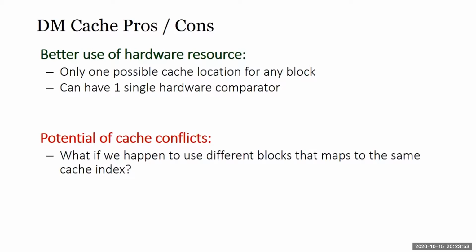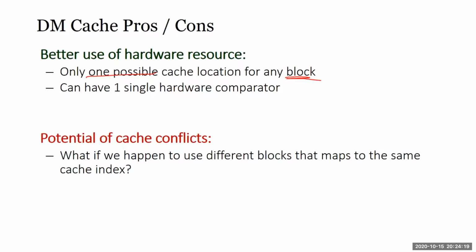So, pros and cons: any block can only go to one location. That is the key in direct map. Think of it as an analogy: the book that I put on the bookshelf can only go to one particular slot. That's the restriction. And because I have this restriction, my circuitry can become much simpler and my lookup is much simpler. But of course, at the trade-off of not so much flexibility.